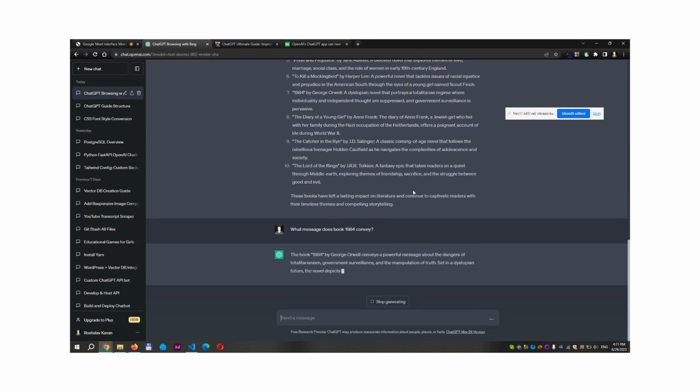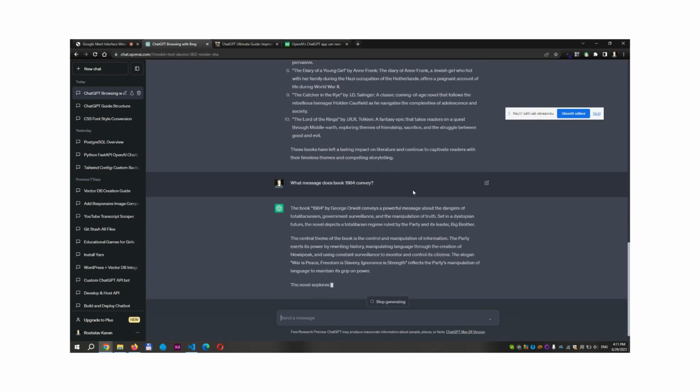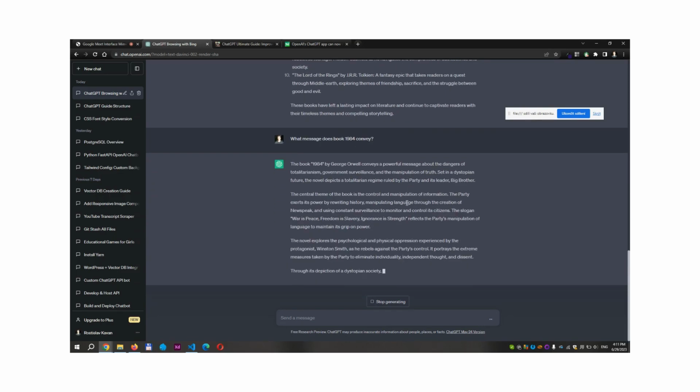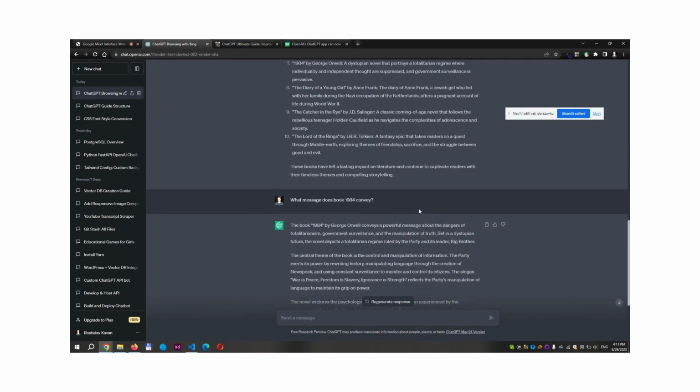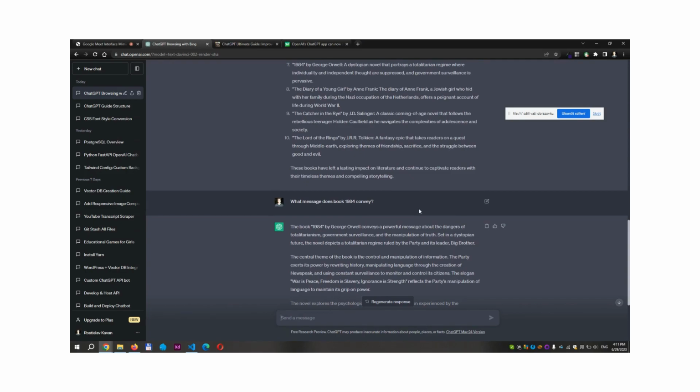The book conveys a powerful message about the dangers of totalitarianism, government surveillance, and the manipulation of truth. Set in a dystopian future, the novel depicts a totalitarian regime ruled by the Party and its leader, Big Brother. The central theme of the book is the control and manipulation of information. The Party exerts its power by rewriting history, manipulating language through the creation of Newspeak, and using constant surveillance to monitor and control its citizens. Well, so there we go. I think this is pretty interesting.